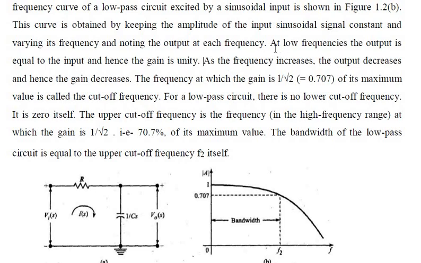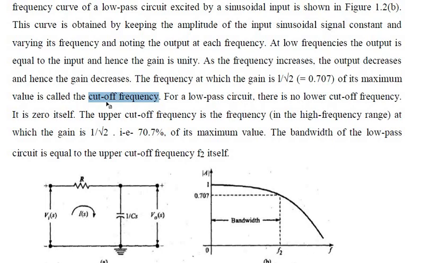At the low frequency, the output is equal to the input, and you are having the high gain, which is unity. As the frequency increases, the output decreases, and the frequency at which the gain is 1 by under root of 2, that is 0.707 of the maximum value, is called your cutoff frequency. So for a low pass filter, there is no lower cutoff frequency, it is 0 itself. Only the upper cutoff frequency exists, because you will be having completely 0 output if your frequency increases.